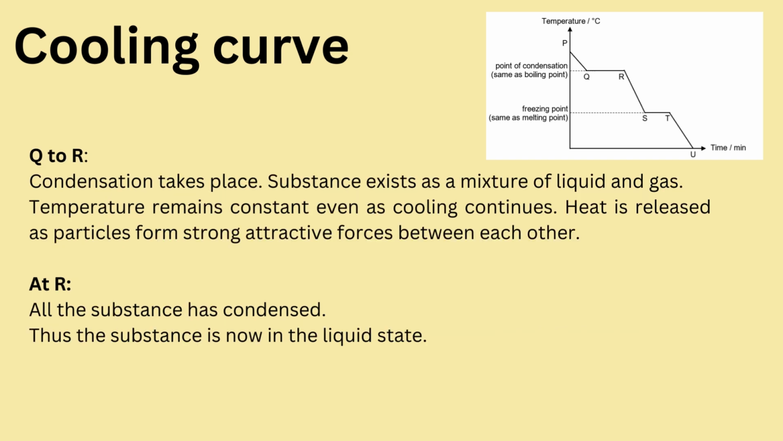At Q to R, condensation takes place. Substance exists as a mixture of liquid and gas. Temperature remains constant even as cooling continues. Heat is released as particles form strong attractive forces between each other. At R, all the substance has condensed. Thus the substance is now in the liquid state.